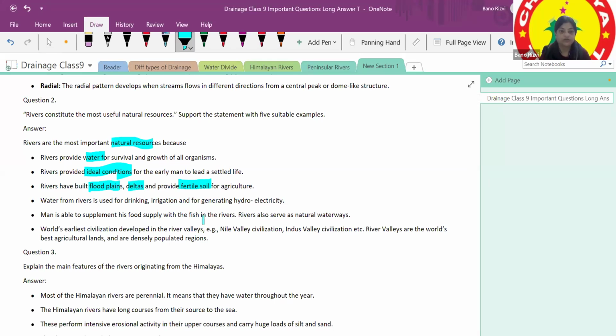Water from rivers is used for drinking, irrigation, and generating hydroelectricity. We are producing hydroelectricity. Man is able to supplement his food supply with the fish. There is seafood. And rivers also serve as natural waterways. People can travel through rivers. The world's earliest civilizations developed in the river valleys, like I told you, like the Nile Valley civilization and Indus Valley civilization. River valleys are the world's biggest agricultural lands and are densely populated regions. So wherever there are rivers, civilization is dense over there.